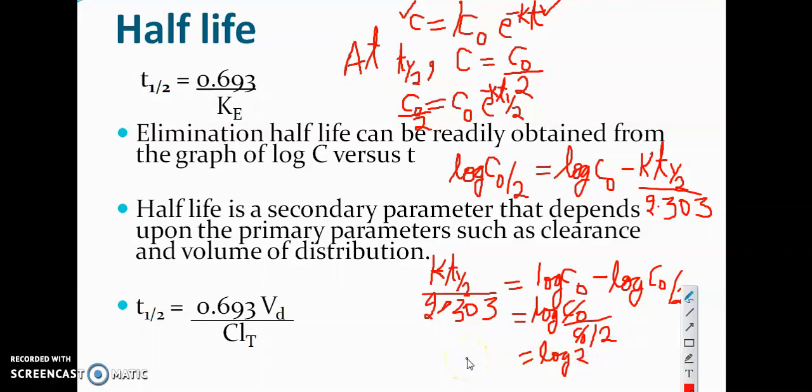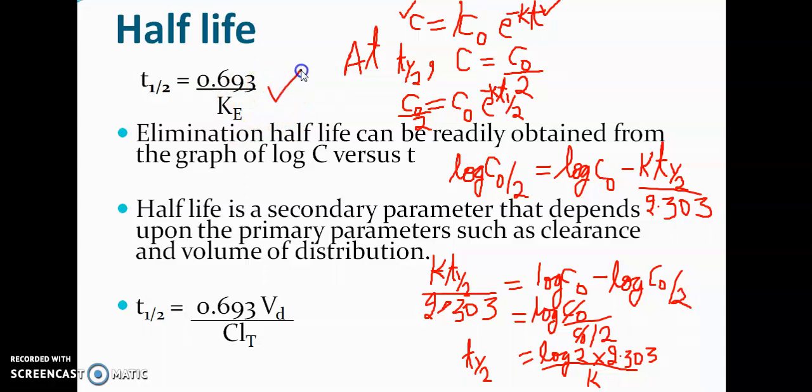So I'm going to keep t half on this side, and the rest of the terms will be shifted to the other side. When I shift them, this log 2 will be multiplied by the factor 2.303, and in the denominator we get k. What is k? K is the elimination rate constant. If you see the value of log 2 from the log table and multiply it with 2.303, then you'll get 0.693, and in the denominator there is k.